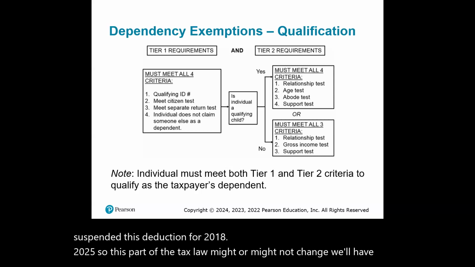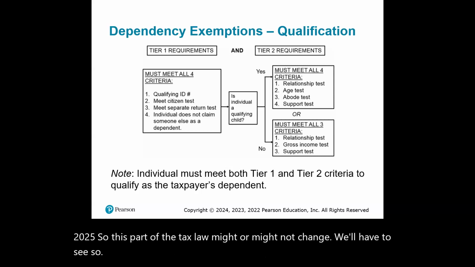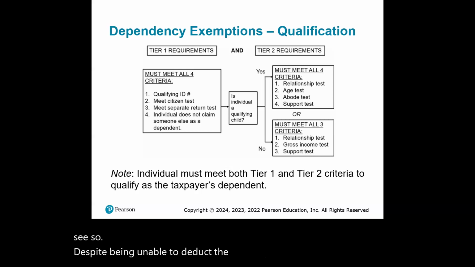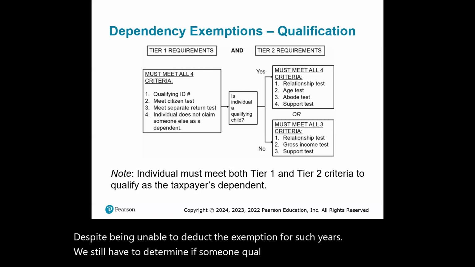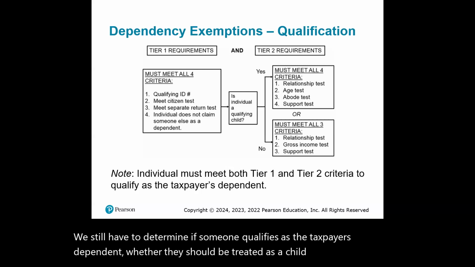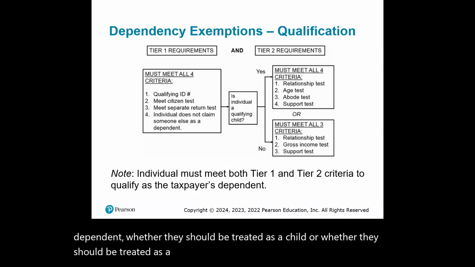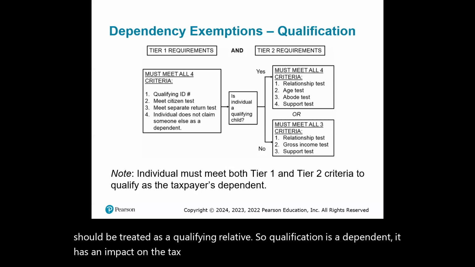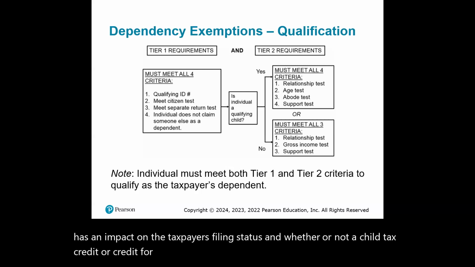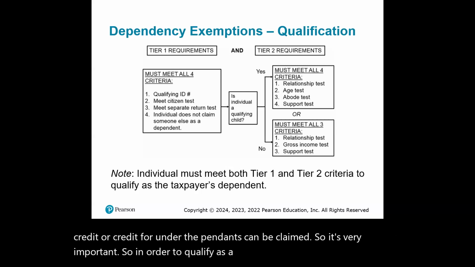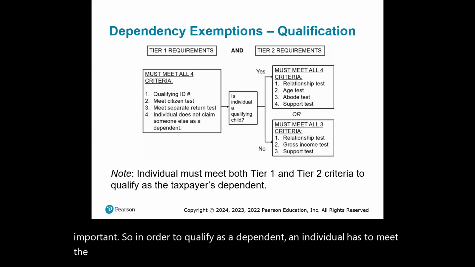We'll have to see. So despite being unable to deduct the exemption for such years, we still have to determine if someone qualifies as the taxpayer's dependent, whether they should be treated as a child or as a qualifying relative. Qualification as a dependent has an impact on the taxpayer's filing status and whether or not a child tax credit or a credit for other dependents can be claimed. So it's very important. In order to qualify as a dependent, an individual has to meet the definition of either a qualifying child or a qualifying relative.